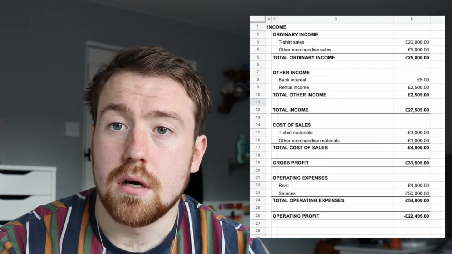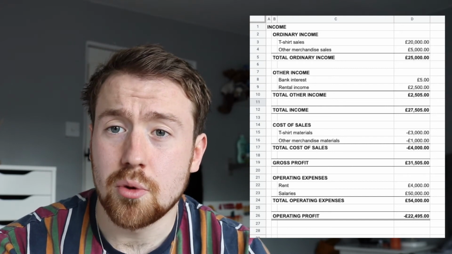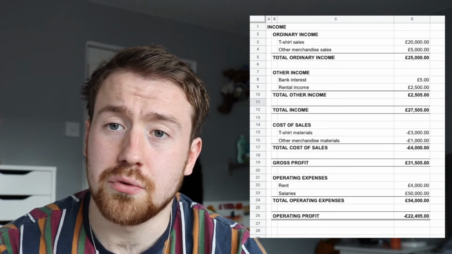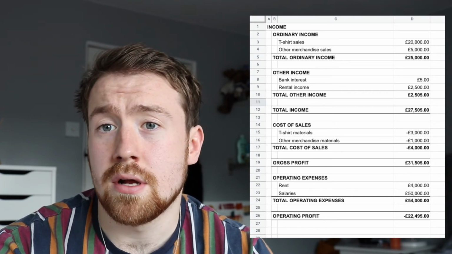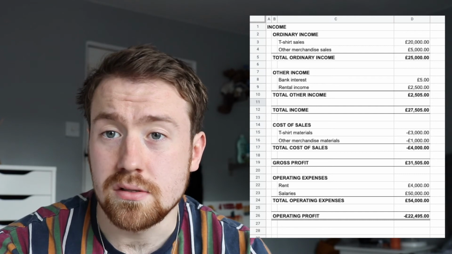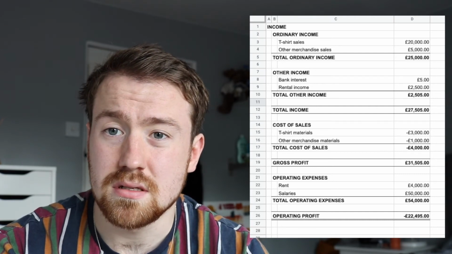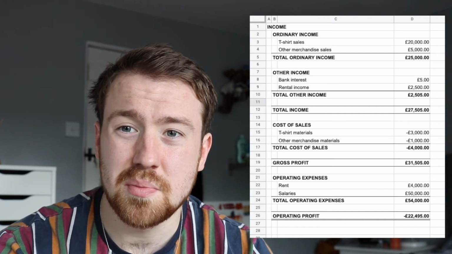Other comprehensive income is a little complicated and it's not usually found on most profit and losses, but this is usually where extraordinary items are kept, such as gains on property revaluation, but this isn't something that I'm going to cover in this series. This is a bit more advanced.